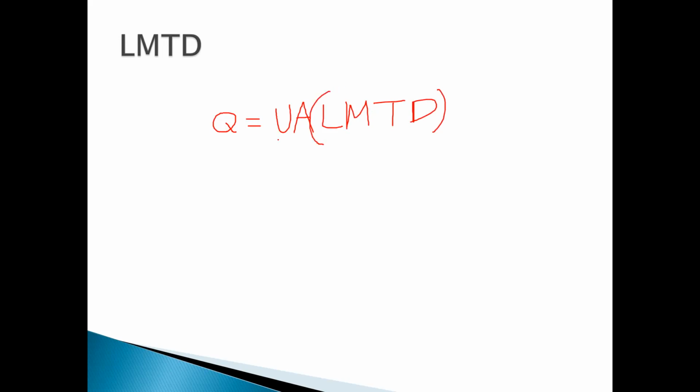U is the overall heat transfer coefficient, where it will consider all the resistances due to conduction and convection. A is the area of the heat exchanger, and LMTD is the logarithmic mean temperature difference. We can find it for co-current or counter-current heat exchangers.